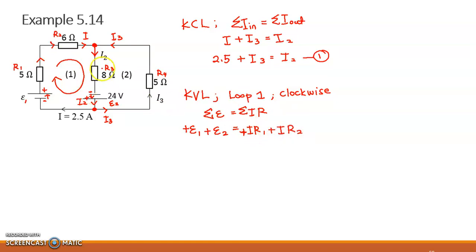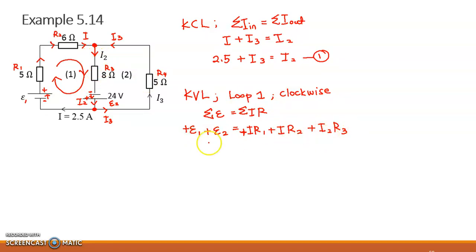What about R3 right here? The current that flows through R3 is I2, and if we compare with the direction of the loop, it has the same direction. So, positive I2 R3. The current that flows through R3 is I2, so we need to label it as I2.